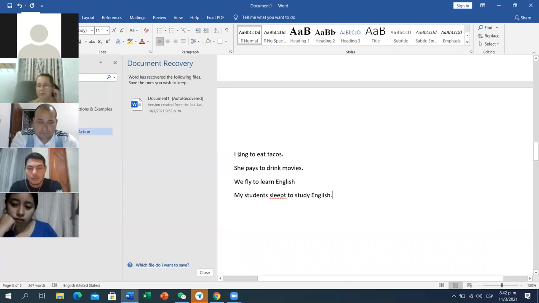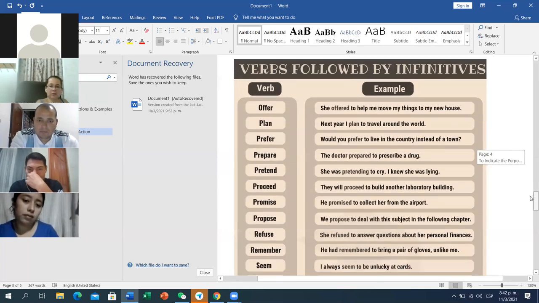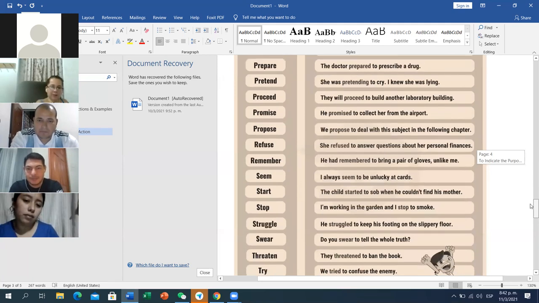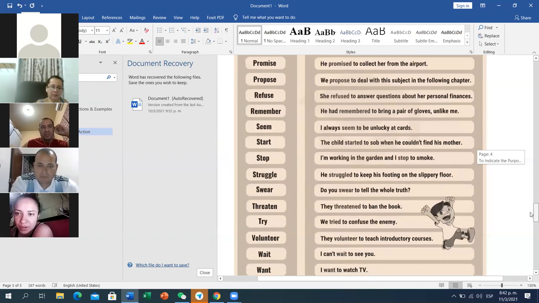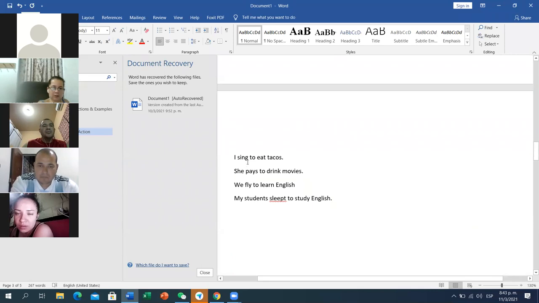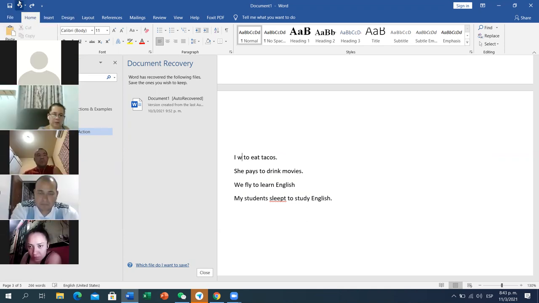¿Qué le pusieran entonces aquí? I make to eat tacos. I going. Aparte el going. Vamos a ver la lista que tenemos. Dígame qué pudiéramos ponerlo. I prefer to eat tacos. I refuse to eat tacos. I stop eating tacos. Okay. I want to eat tacos. I try to eat tacos. I wish to eat tacos. ¿Sí? ¿Vieron la lista de verbos? So this is going to help us. Esto no va. Okay. I want to eat tacos. Okay. ¿Sí? Está correcto. I want to eat tacos.